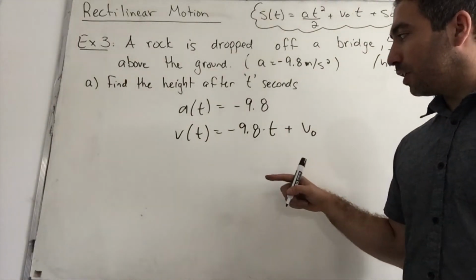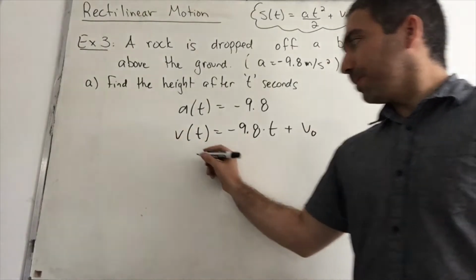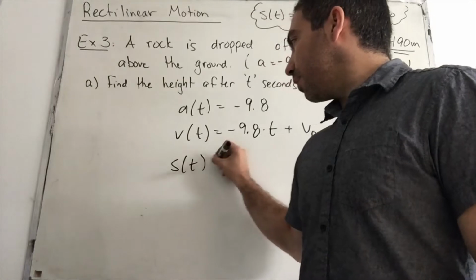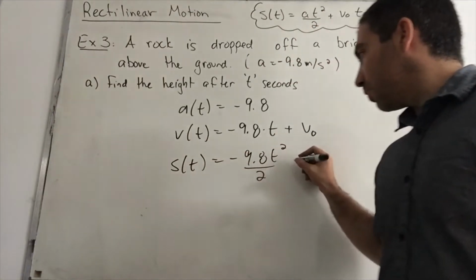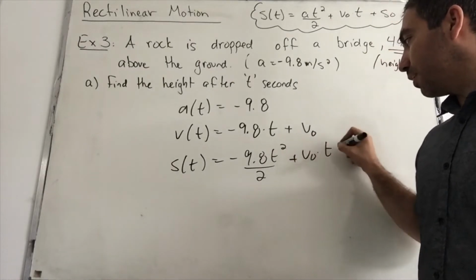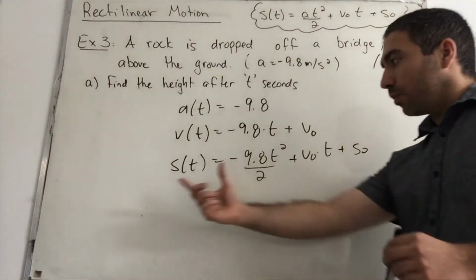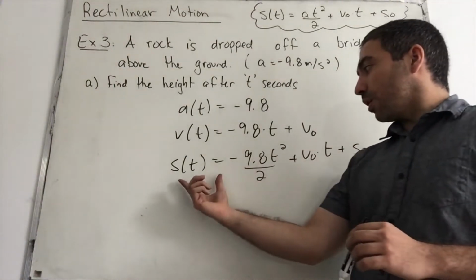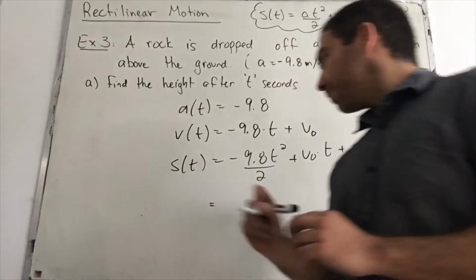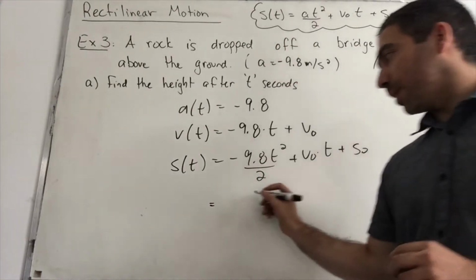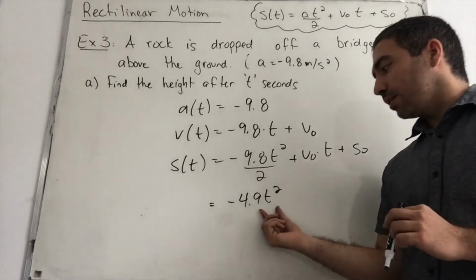Should we stop here? Let's antiderive once more to get the position. So if we antiderive again, we get negative 9.8 t squared over 2 plus v0 times t plus our initial position. Okay, so to figure out the rule, we're almost done. All we're missing is v of 0 and s of 0. That's the only thing that's missing from our rule. Negative 9.8 divided by 2 is negative 4.9. So we can write negative 4.9 t squared.